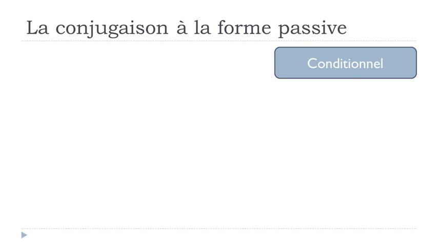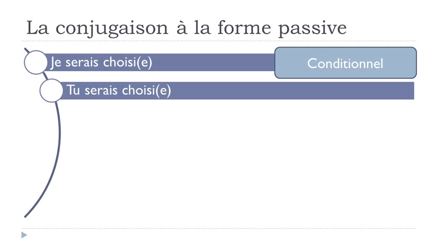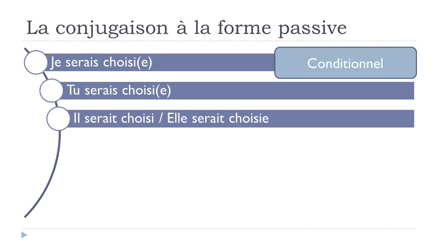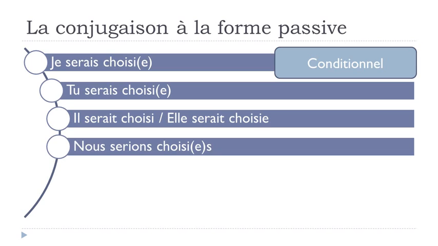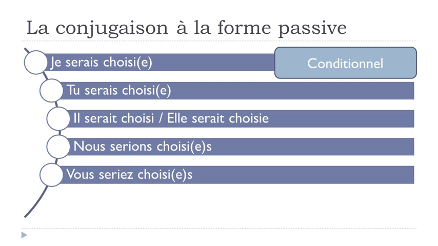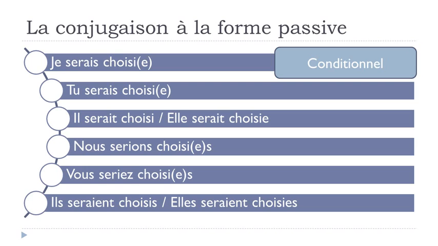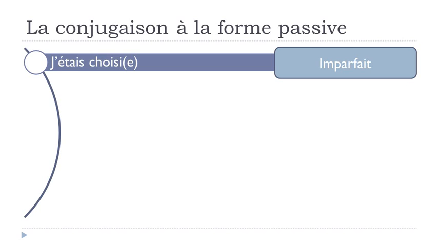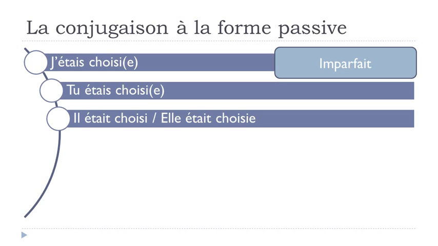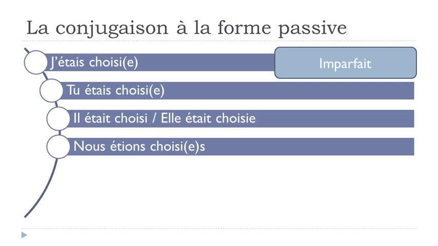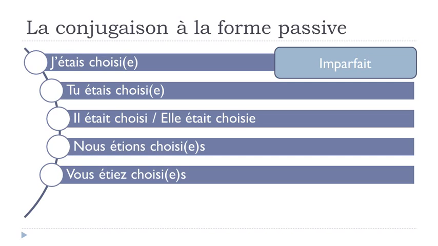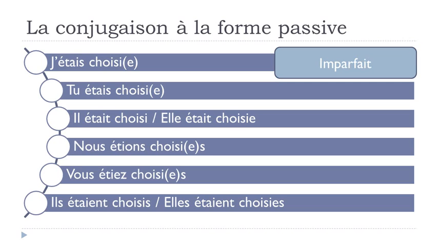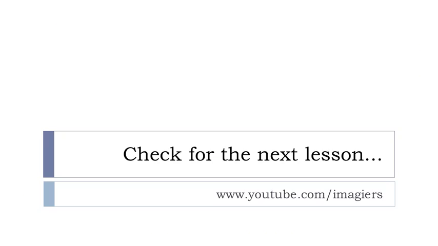Then the conditionnel présent form, je serais choisi, tu serais choisi, il serait choisi, elle serait choisie, nous serions choisis, vous seriez choisis, ils seraient choisis, elles seraient choisies. Okay? And last but not least, imparfait. J'étais choisi, tu étais choisi, il était choisi, elle était choisie, nous étions choisis, vous étiez choisis, ils étaient choisis, elles étaient choisies. Alright? So that's it for la conjugaison à la forme passive.